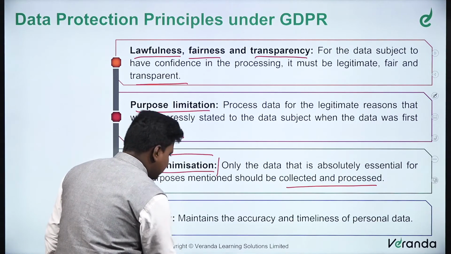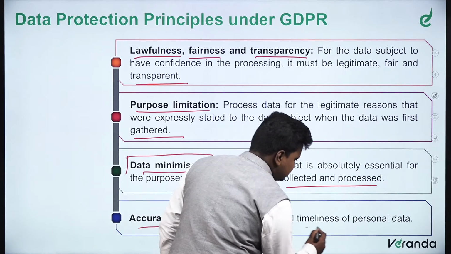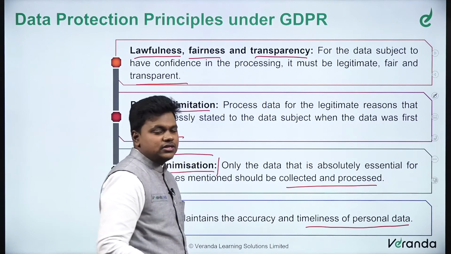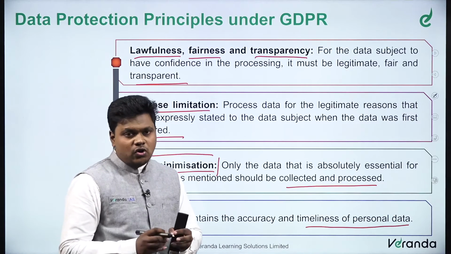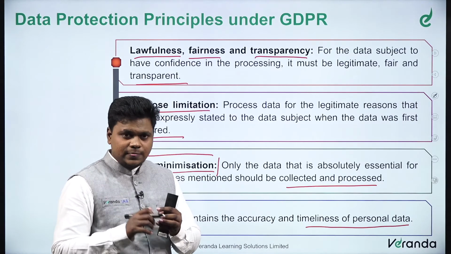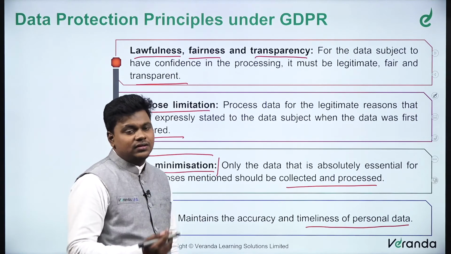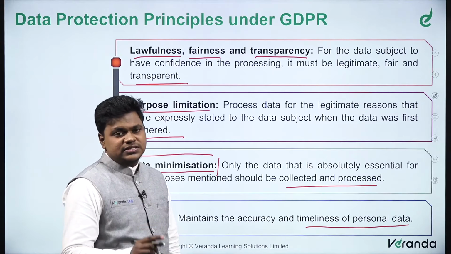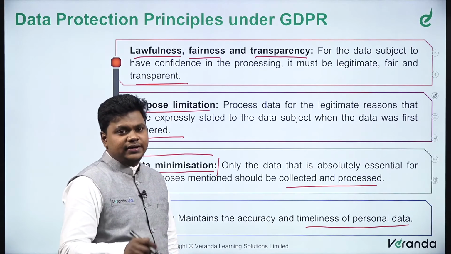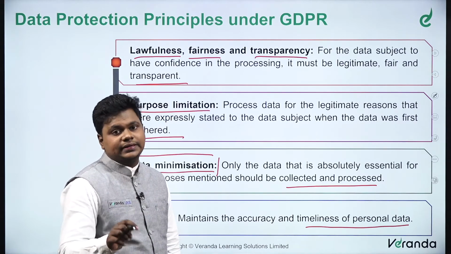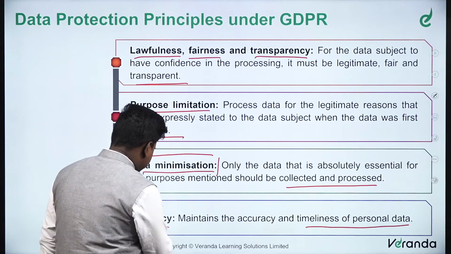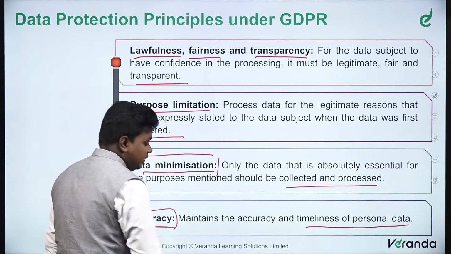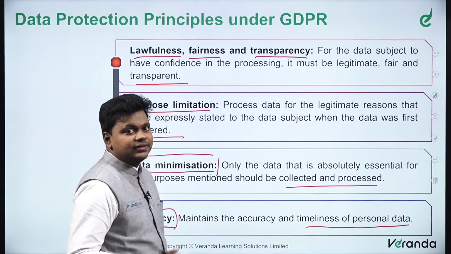Further, accuracy: maintain the accuracy and timeliness of the personal data. For example, if data is collected for one particular purpose, after the purpose is completed, that data should be deleted. That was actually given with regard to the principle of accuracy. After that, the data should be deleted.